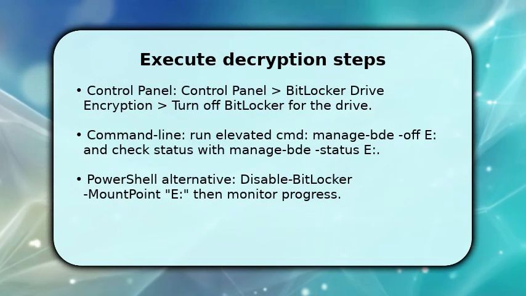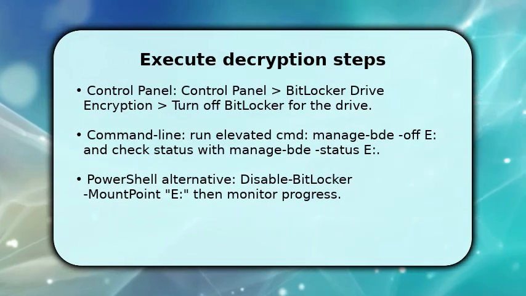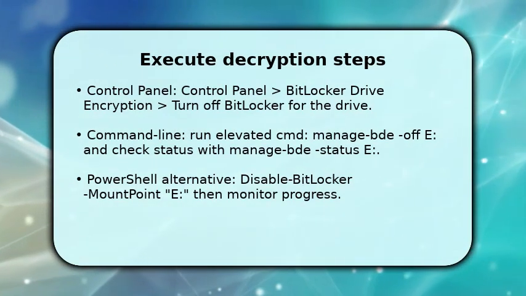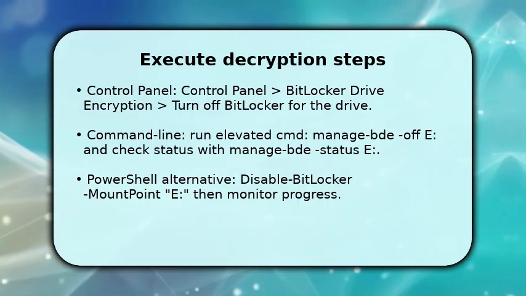On Windows, open Control Panel, BitLocker Drive Encryption, find the removable drive and choose Turn off BitLocker. The system will decrypt in the background.